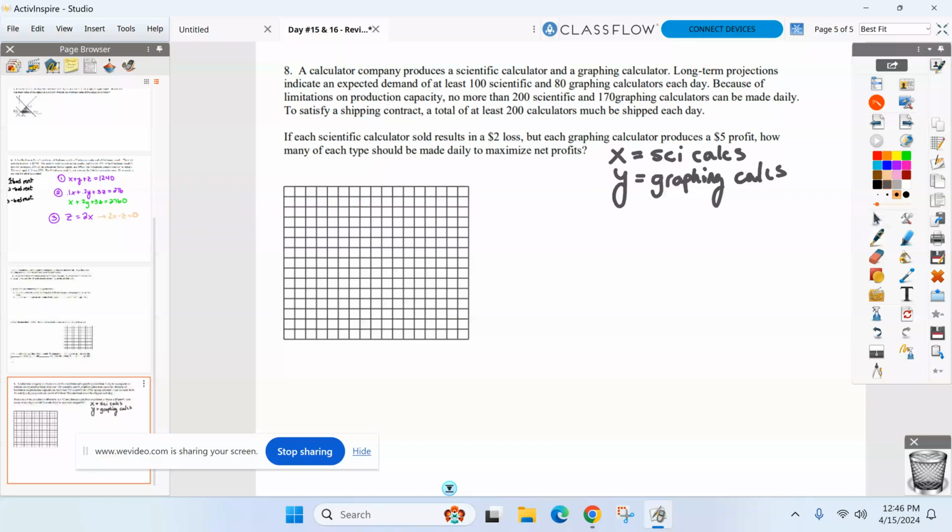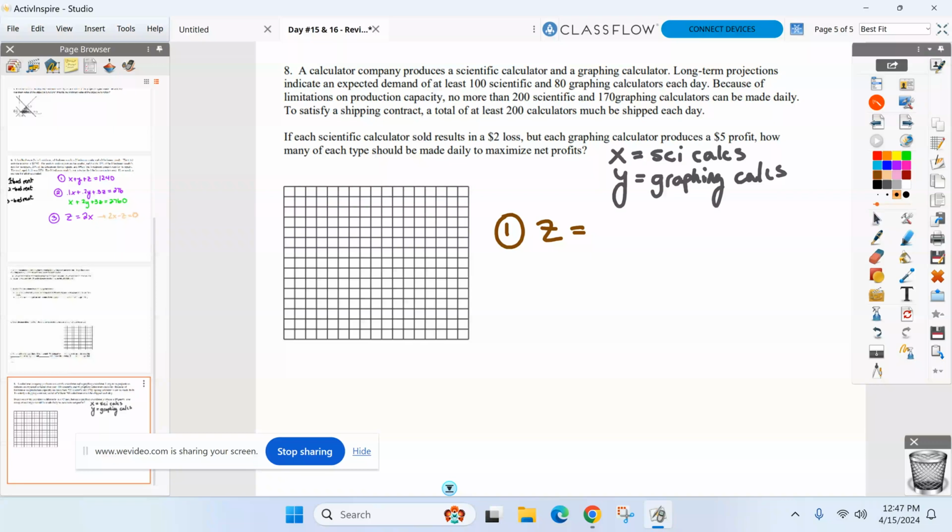What do we have to figure out first? Z, right? What's going to maximize our profit? I know this is going to be a little strange, and you might think you're not right, but you are. For each scientific calculator sold, $2 loss and a $5 profit for the graphing calculator. So what's this Z equal going to look like? You might not want to say it, but you might be correct.